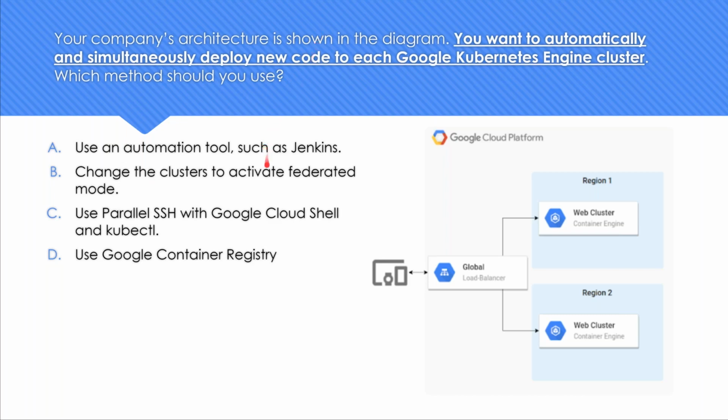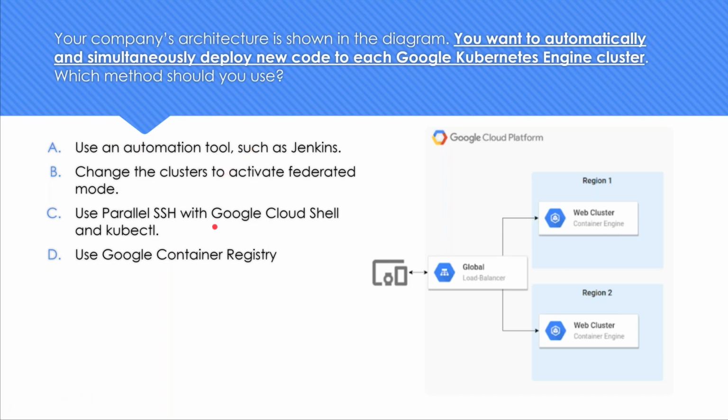Jenkins is mentioned, Cloud Build is not there. So basically A turns out to be a good choice. The other options do not work. D is just a partial solution. Just because the image is there in the container registry, I cannot deploy it. I have to do a kubectl apply -f deployment.yaml or kubectl set image. I have to do something of that sort. So it has to be done via a CI/CD engine like Cloud Build or Jenkins.